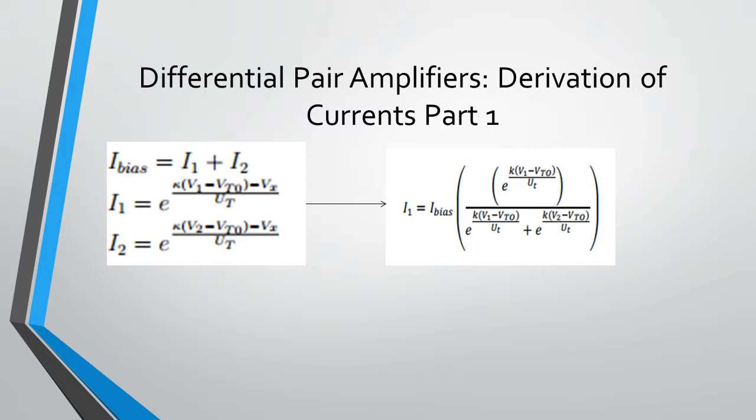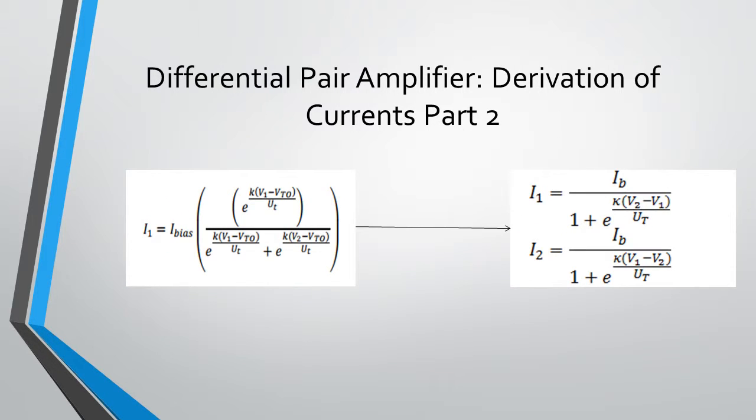We manipulate I1 and I2, and as we could see from the next slide, after more manipulations, we finally arrive at I1 and I2, where I1 equals IB divided by 1 plus e to the kappa V2 minus V1 divided by UT. I2 is similar to that, which is IB divided by 1 plus e to the kappa V1 minus V2 divided by UT. Basically, they just shifted positions.